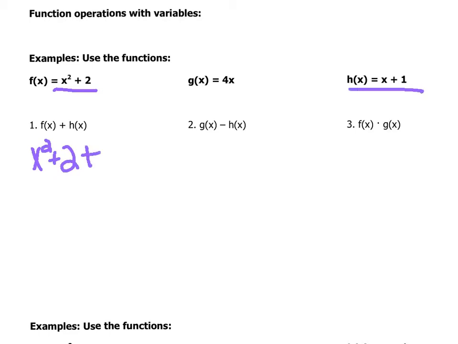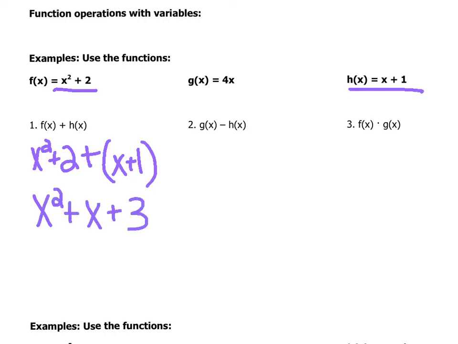Plus h of x is x plus 1. What can I add together there? Corey? You can add together 2 and 1 to get 3. Yes. And guess what? That's it. We combined our like terms. The constant terms were the only like terms that we had. So you just leave it as x squared plus x plus 3.